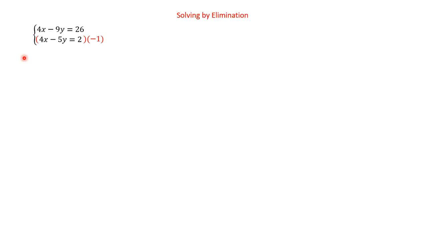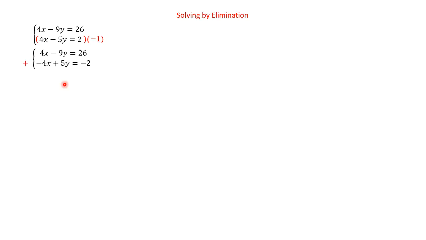So when we multiply by negative 1, the top's going to stay the same, and the bottom one is going to be negative 4x plus 5y equals negative 2. Now we are going to add these together to get rid of a variable, to eliminate a variable. That's why it's elimination. It's called addition and subtraction because we eliminate by adding or subtracting.